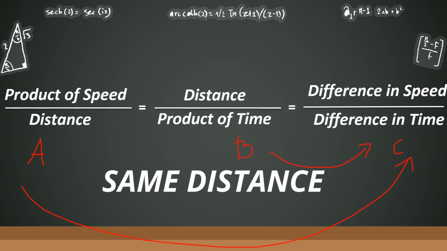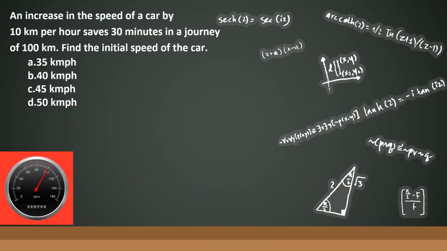Let's take some examples. So the first question is: an increase in the speed of a car by 10 km per hour saves 30 minutes in a journey of 100 km. Find the initial speed of the car. So the regular strategy of solving this question is, let's say a car travels with some speed and it covers some distance with a specific time taken. So let's take it will be like this.